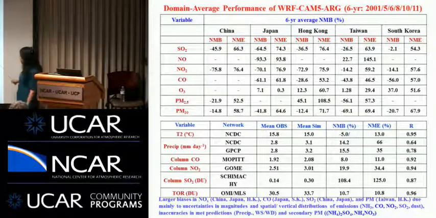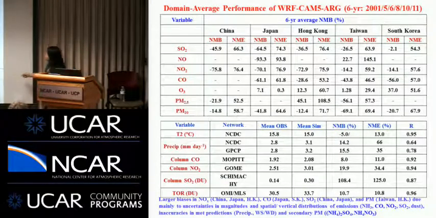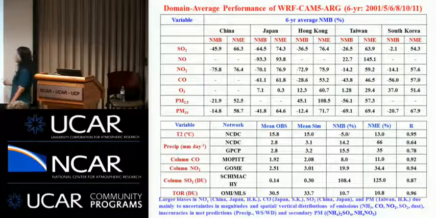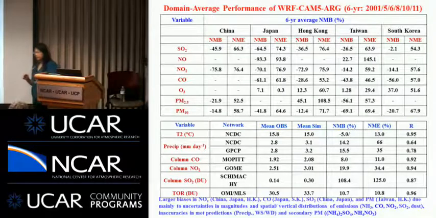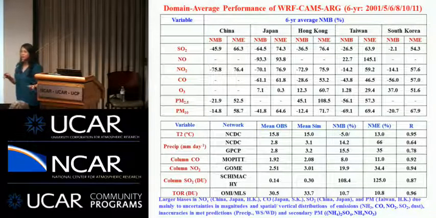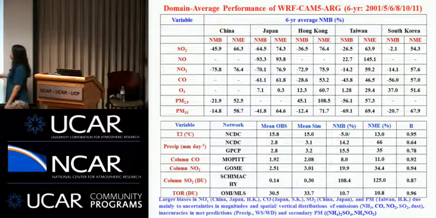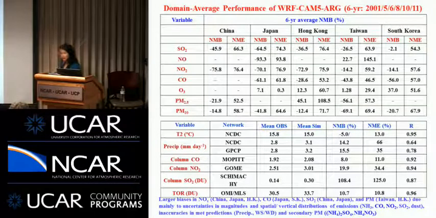For example, if we take a look at column SO2, we see a large overprediction here. However, the surface SO2 is consistently underpredicted. This indicates problems in the vertical allocation of the emissions. In particular, stack height information from China is scarce, and people typically use stack height information from the US. US stack heights are typically 100 to 300 meters, but in China it's much lower than that. So we underestimate the emissions near the surface, but we overestimate emissions at higher altitude.